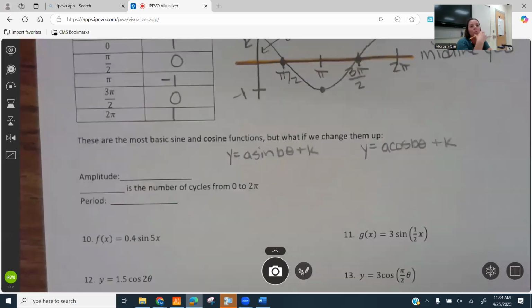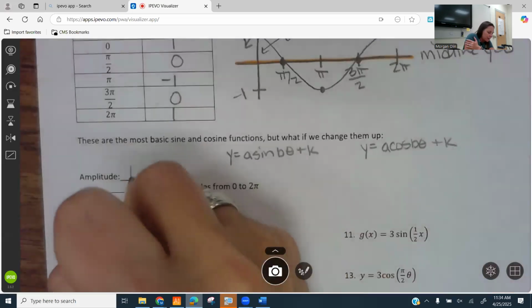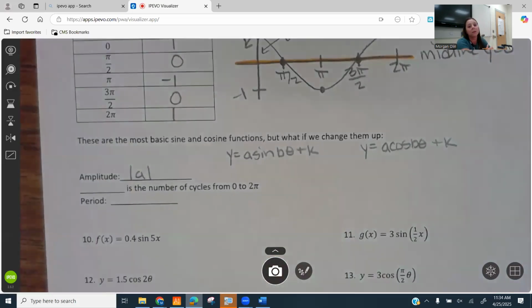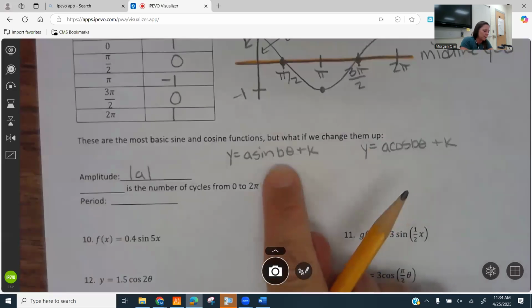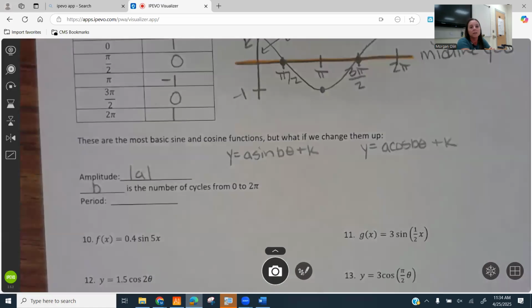Now, what is the amplitude? The amplitude is going to be this a value, but I'm going to put absolute value around it because that a could be negative, and we'll talk about what it means when that a is negative. Now, what does the b do for us? Well, b is the number of cycles between 0 and 2 pi.